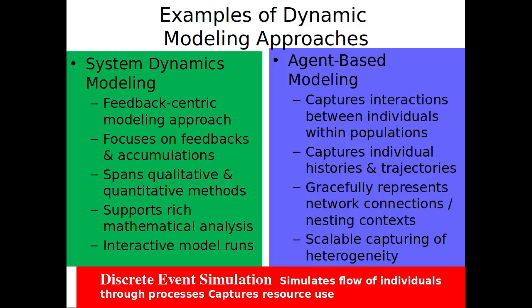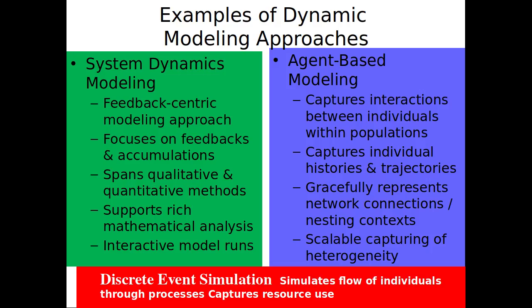Trade-off between modeling types. System dynamics focuses on feedbacks and accumulations. It supports qualitative and quantitative methods. Supports rich mathematical analysis. It's often really quick to run. Feedback-centric. Really nice for characterizing regulatory systems, systems where there's feedbacks involved in the processing.